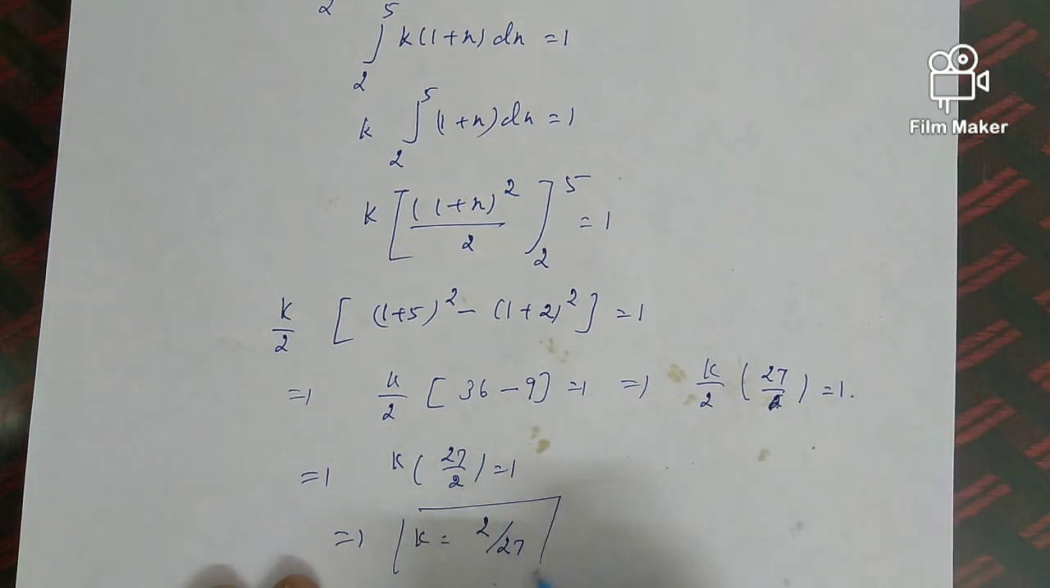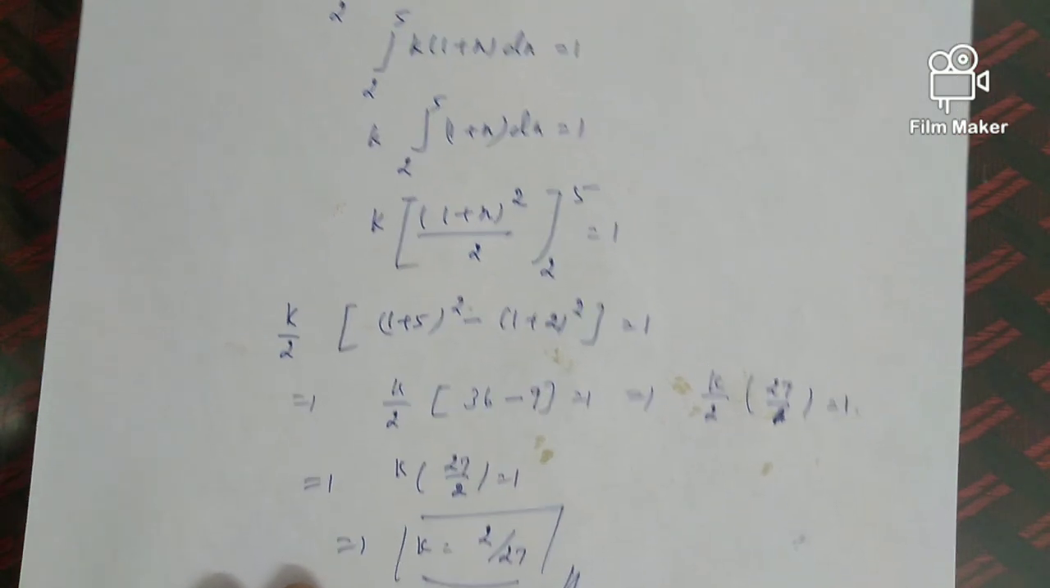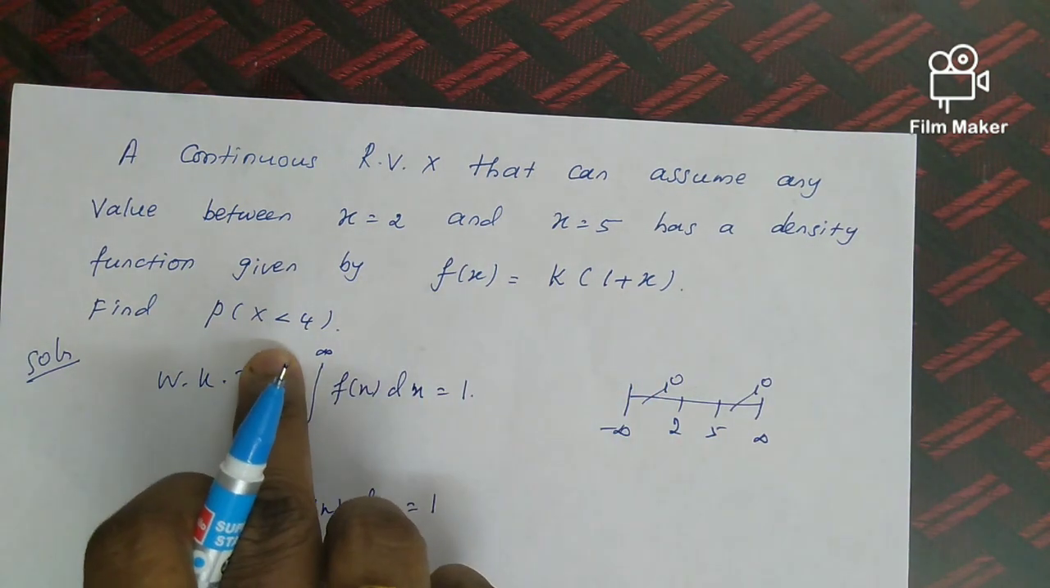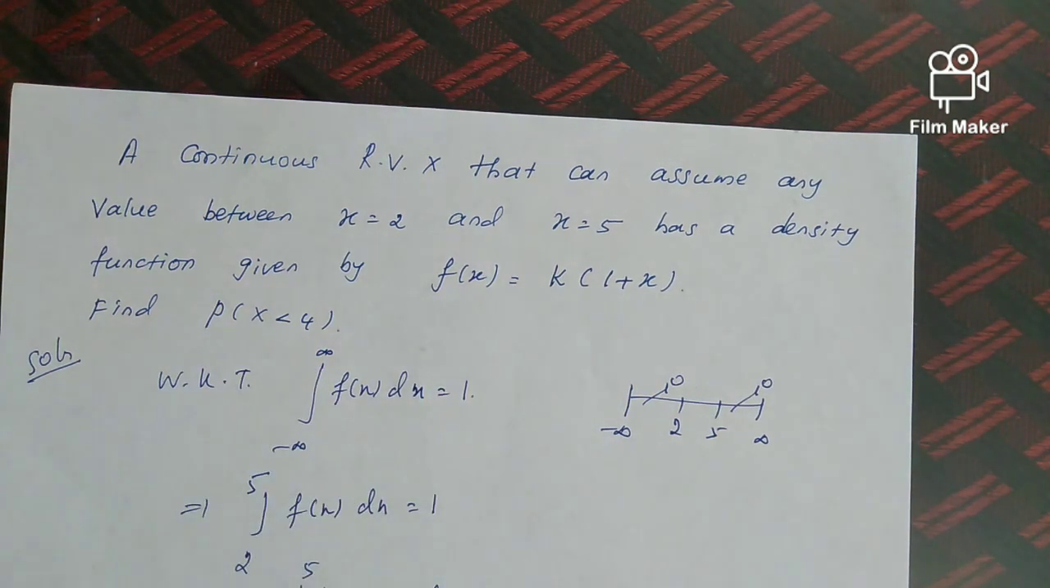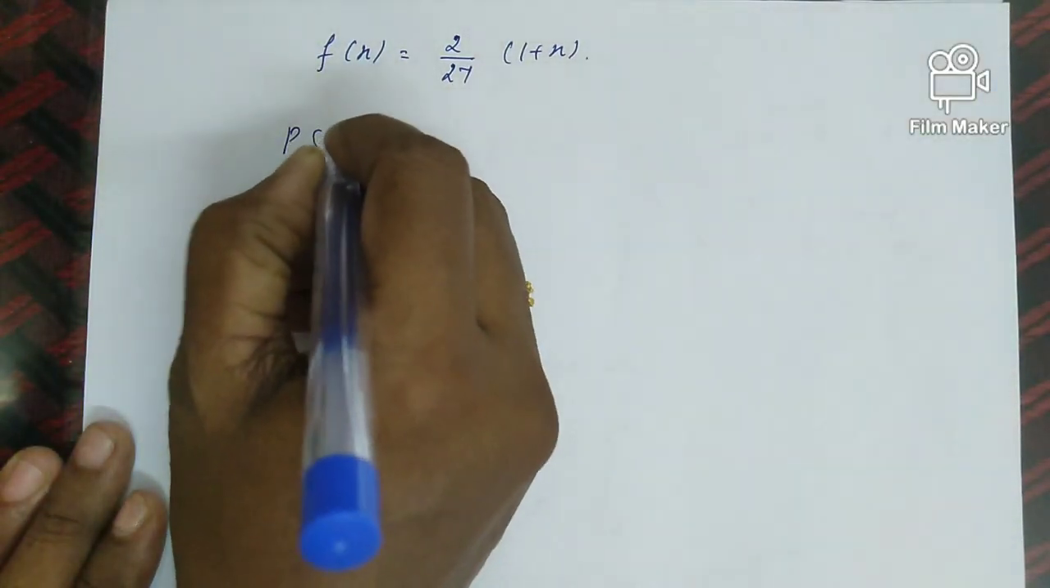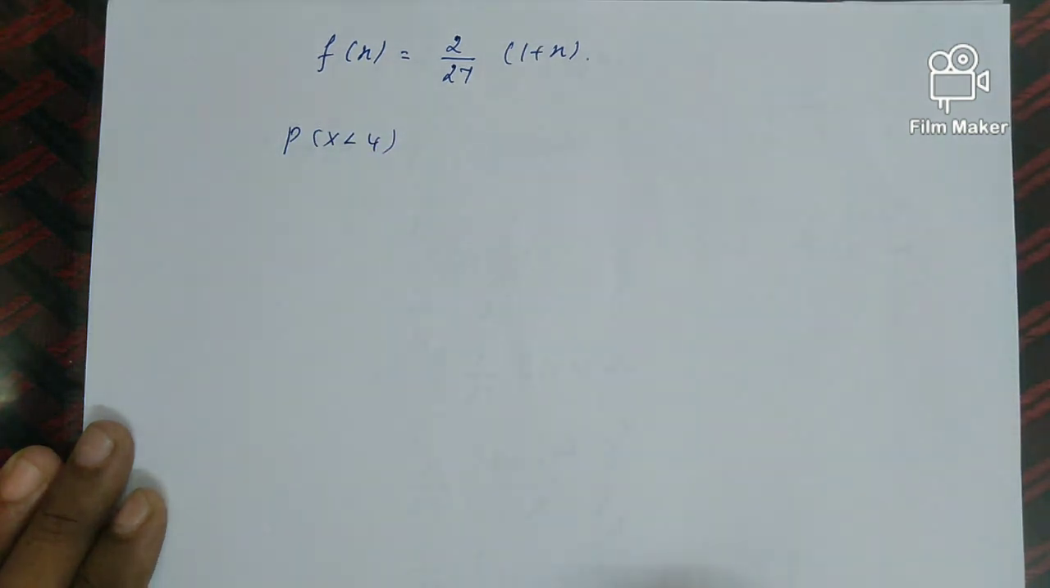Okay. So, k equal to 2 by 27. Now we got the answer for k. So back to our f of x, substituting our k value, then we are going to find the value of p of x less than 4. Okay. So the next one is p of x less than 4.